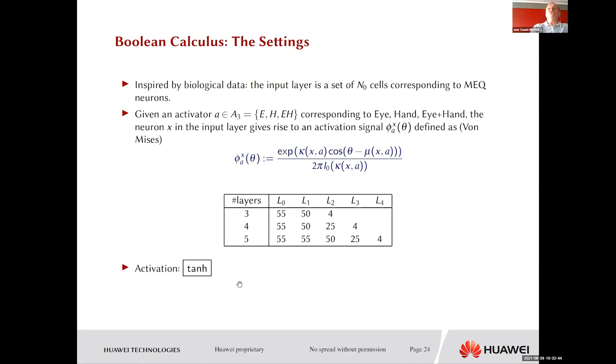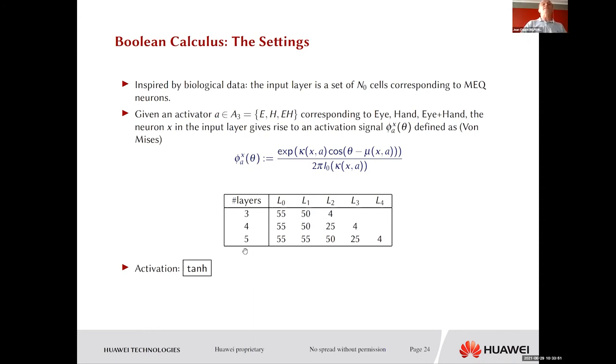So we modeled the output of the MEC cells by using some activation signals that were distributed using a von Mises probability distribution function. And the idea is that we have an activator A that can take three values: capital E, which is the eye, that means it corresponds to an activation of the eye of the monkey, because those experiments were done on monkeys; capital H was the hand; and EH was both eye and hand. In fact, we used very small neural networks. The first experiments were with three layers: an input layer L0, an output layer L2, and just one hidden layer L1. And those numbers are just the number of neurons per layer.